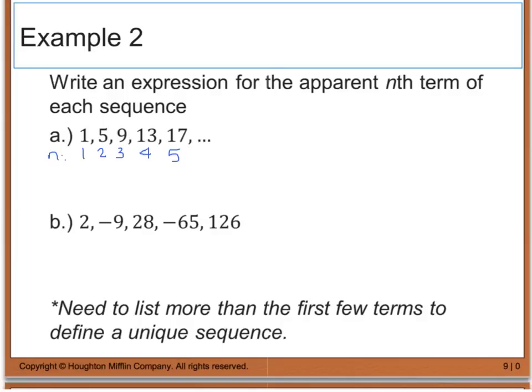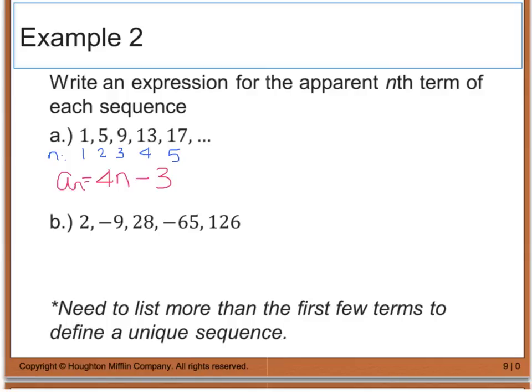But if I go to my third term, 3 squared gives me 9, so that works. If I go 4 squared, that gives me 16, so when I get to my fourth term, that doesn't work. What I do notice though is that if I go 4 times n, I can subtract 3, and that will give me my a sub n term. So let's just double check our work.